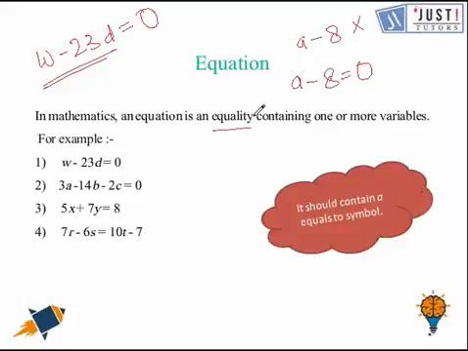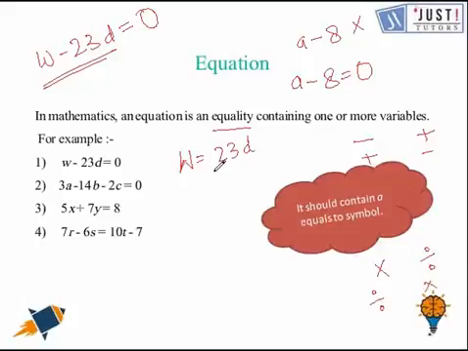An equation contains an equality with one or more variables. Say these are some examples: W subtract 23D equals to 0. To solve this equation, you can keep the W on one side and 23D on the other side. Whenever we move a term from one side to the other, the sign of equality remains the same, but the operator gets changed. If it is subtract, we put an addition sign. If it is addition, we put a subtraction sign. If it is multiplication, we put a division sign. If it is division, we put a multiplication sign.